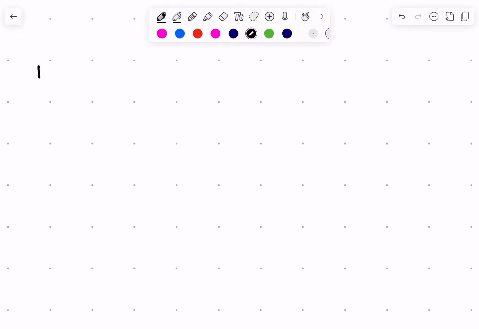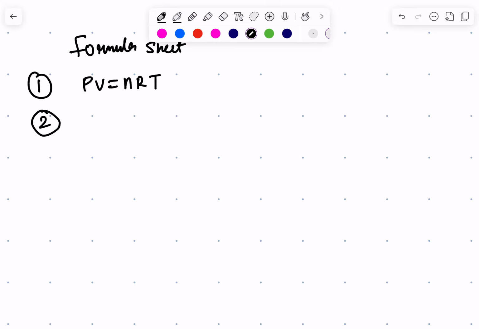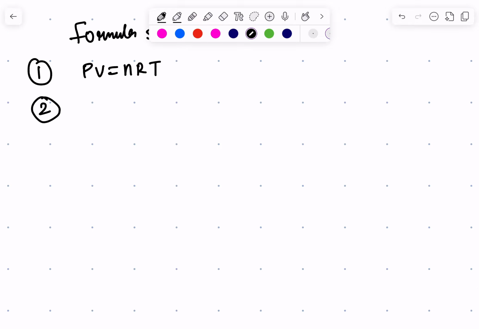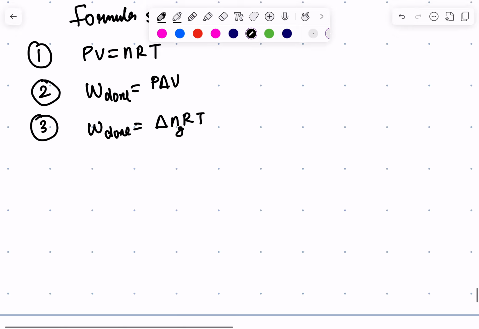Okay, let's start with the formula sheet. The first one is the ideal gas equation, which is PV equals nRT. The second one is work equals P delta V. And the third one is work equals delta n RT, where I will write delta n g because it is in the gaseous state.